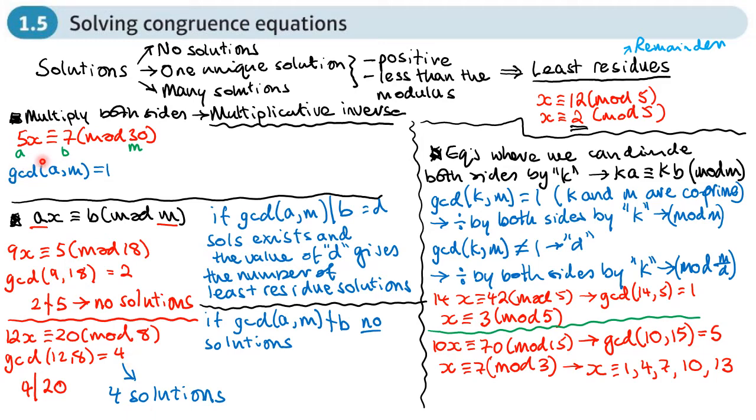Now you may recognize this from when we used the Euclidean algorithm and Bézout's identity. Once we've found that the greatest common divisor of a and m equals 1, we'll use the Euclidean algorithm followed by Bézout's identity.